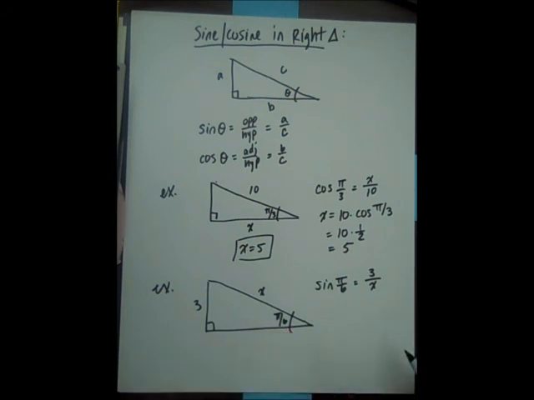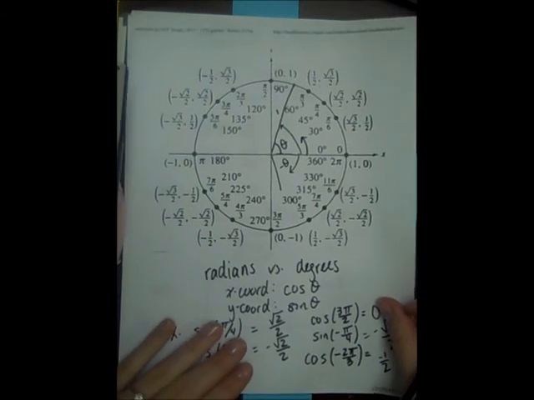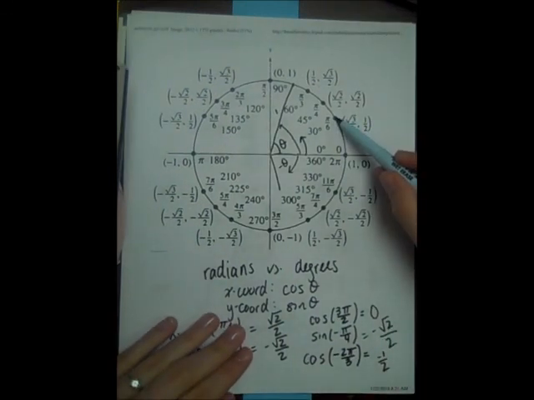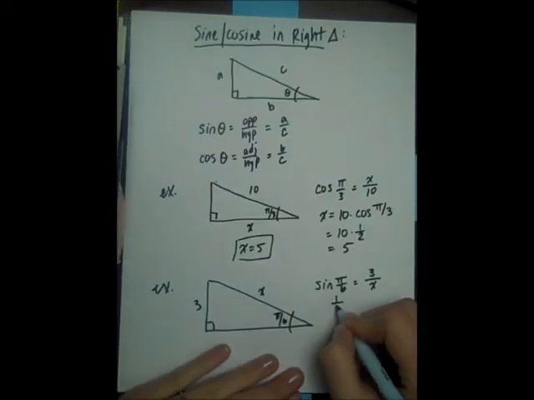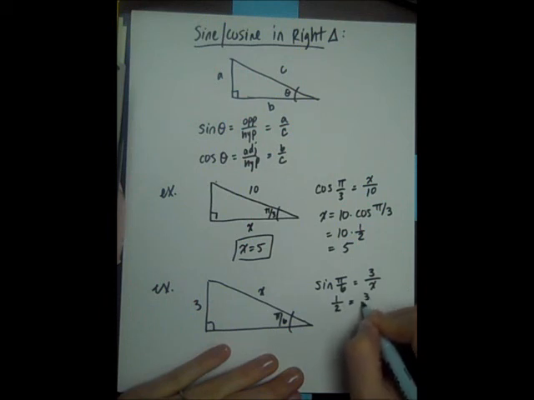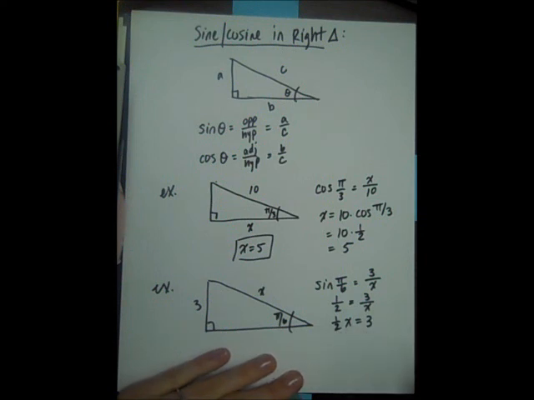Let's start with, what is sine of pi over 6? Go back to your unit circle here. Or you can use your calculator, that's fine. So pi over 6 is here. Sine is your y-coordinate. The y-coordinate there is 1/2. So I know that 1/2 is equal to 3 over x. To solve for x, I'm going to multiply both sides by x. So I get 1/2 x is 3. And now I'm going to multiply both sides by 2 to get rid of the 1/2. So x is 6.